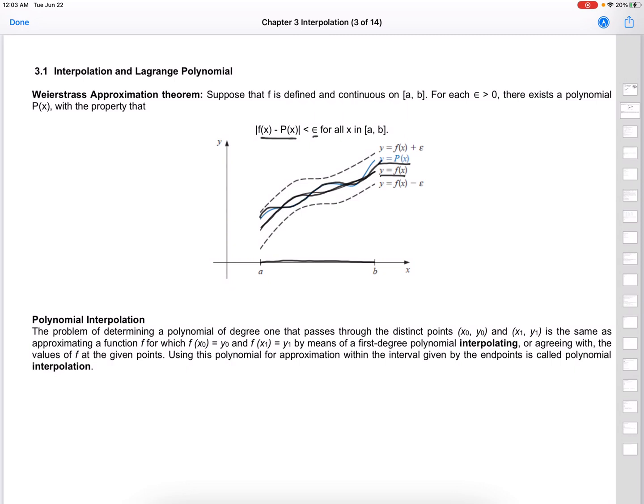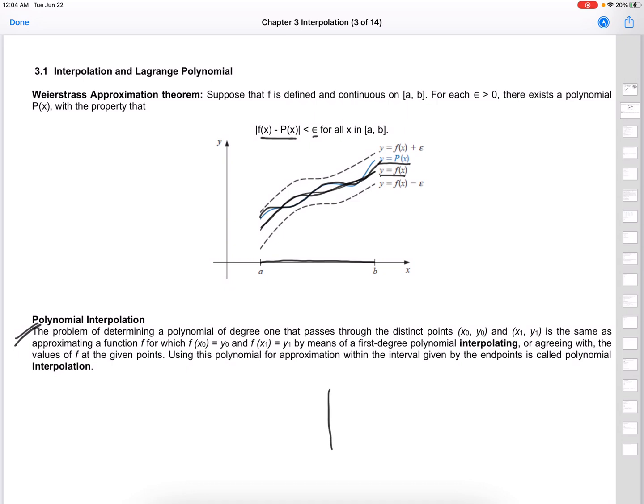Okay, so the problem of determining a polynomial of degree 1 that passes through the distinct points x0, y0 and x1, y1 is the same as approximating a function f for which f of x0 is equal to y0, f of x1 is equal to y1 by means of a first degree polynomial interpolating, or agreeing with the values of f at given points. Using this polynomial for approximation within the interval given by n points is called polynomial interpolation.